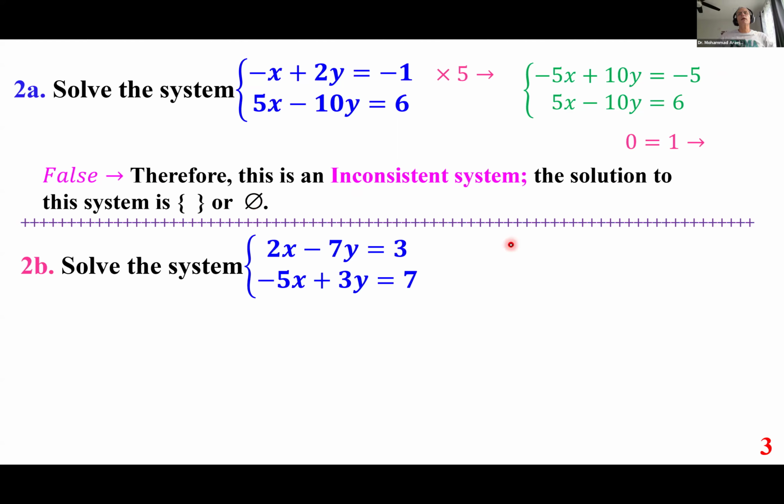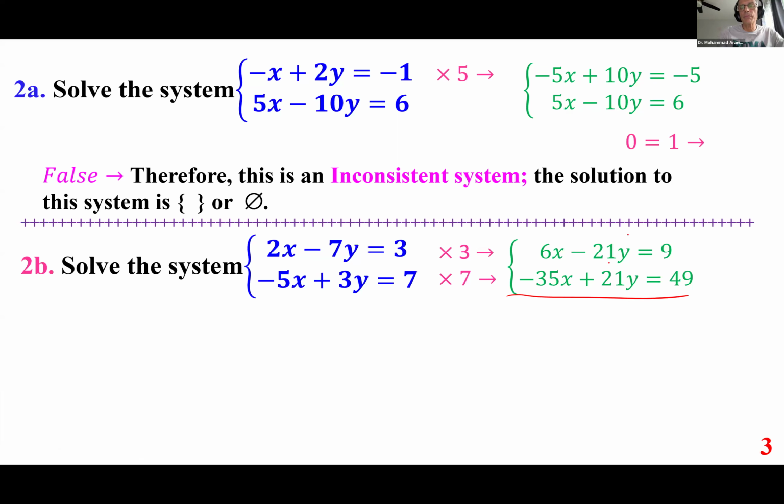What about this one? Let's solve in a manner that either x or y have opposite coefficients. For example, if you want to do the x, you can multiply this one by 5, this one by 2. If you want to get rid of the y, you can multiply this one by 3, this one by 7. Either way makes no difference. So if we multiply this one by 3, we get 6x minus 21y equals 9. And if you multiply this one by 7, you get negative 35x plus 21y equals 49.